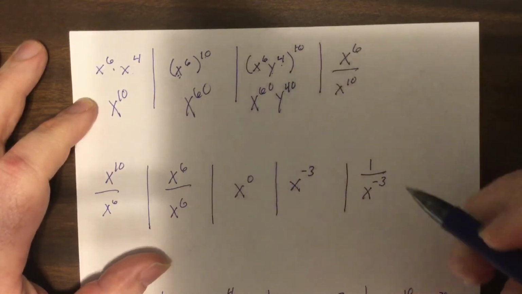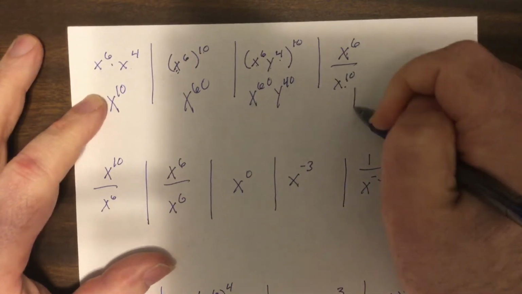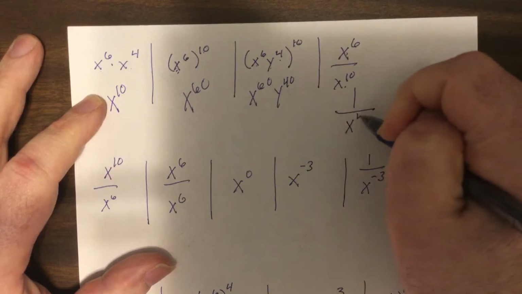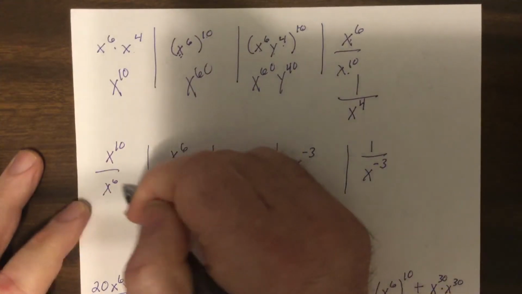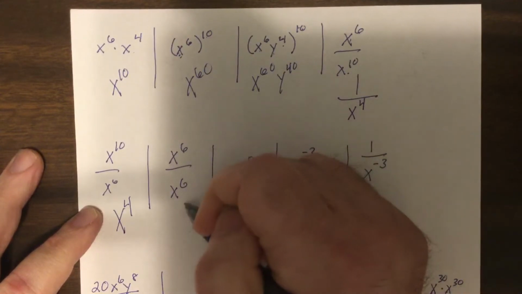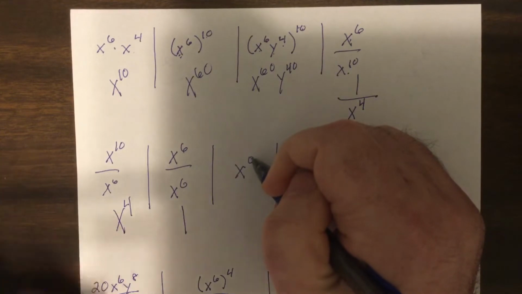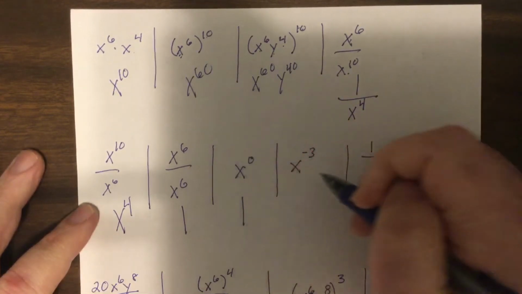Ooh, we're cranking. When you divide two things with the same base, you subtract the powers, keep it where the largest one was. So this would be x to the 4th. Anything divided by itself is 1, except, of course, 0. Anything to the 0 power except 0 is 1.